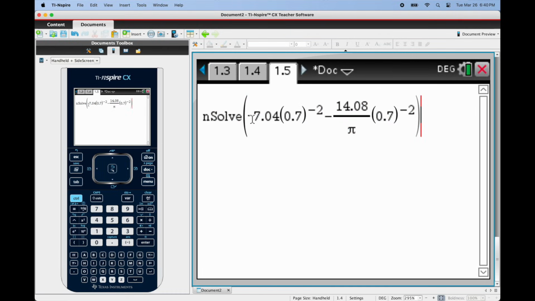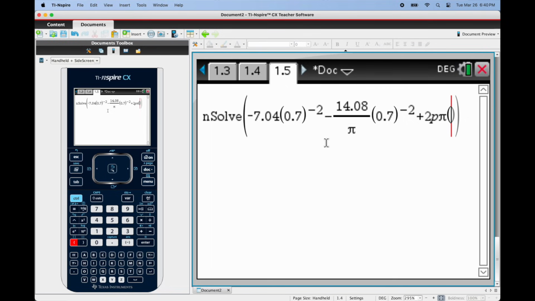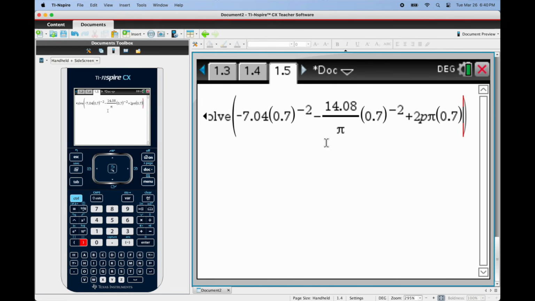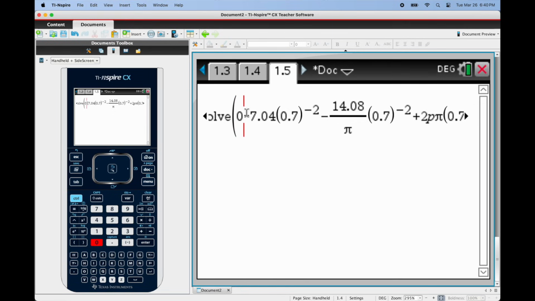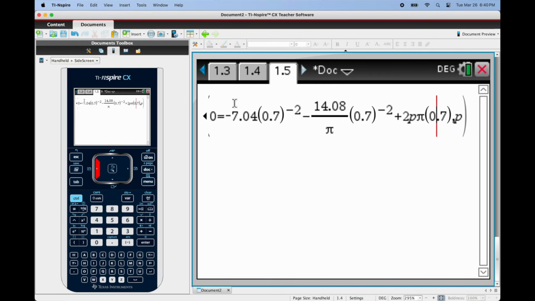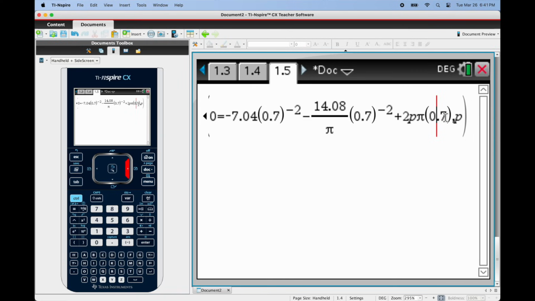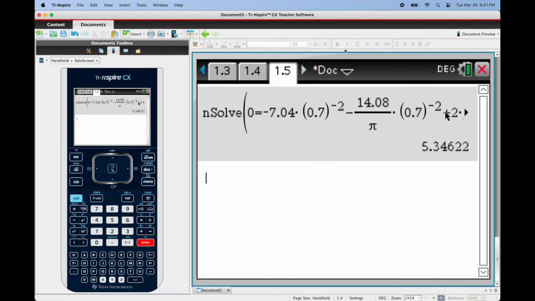Okay. 0.7 is good. Negative 2 plus 2p times pi, and then r, which we know is 0.7. And then we want to ask the calculator to solve for, all of this is actually going to be equal to 0. So this is our derivative. 0 is equal to all of this business. And then we want the calculator to solve for p. So before I type this in, I'm going to double check just to make sure this matches what I've written. So derivative of 0 is equal to negative 7.04, 0.7 to the power of negative 2, 14 pi, good, plus 2 pi and this is 0.7 times p. Okay, there it is.